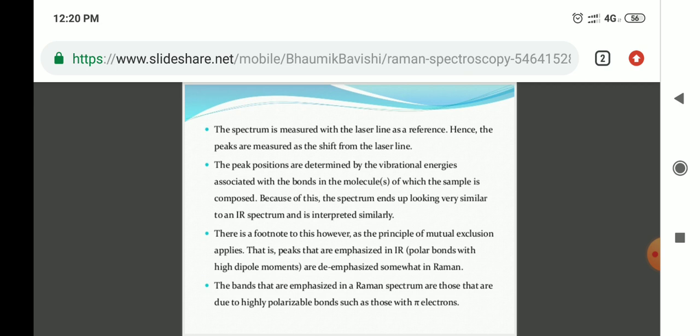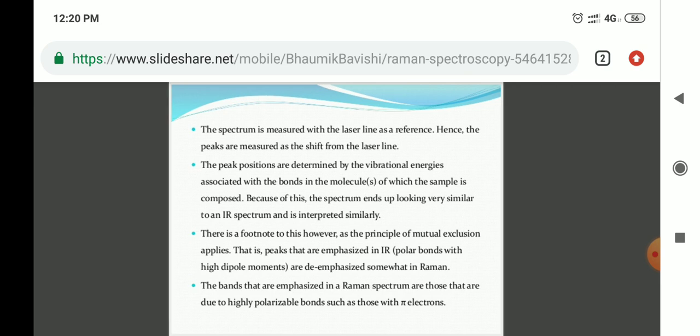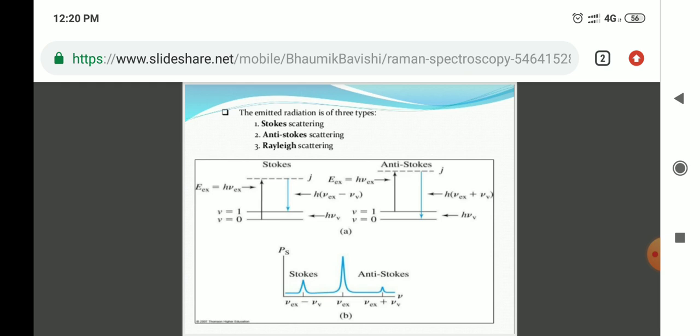There is a footnote to this, however, as the principle of mutual exclusion applies. That is, peaks that are emphasized in IR, that is, the polar bonds with high dipole moment, are de-emphasized somewhat in Raman. The bonds that are emphasized in a Raman spectrum are those that are due to highly polarizable bonds, such as those with pi electrons.